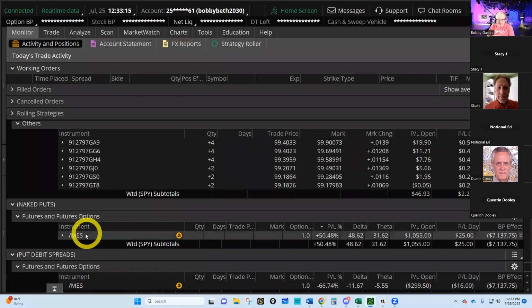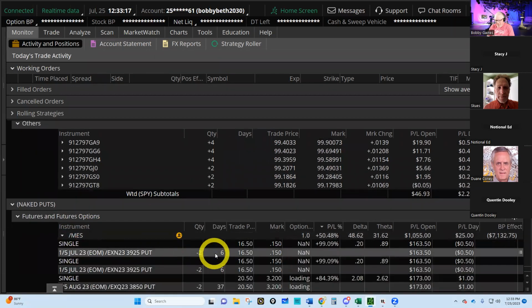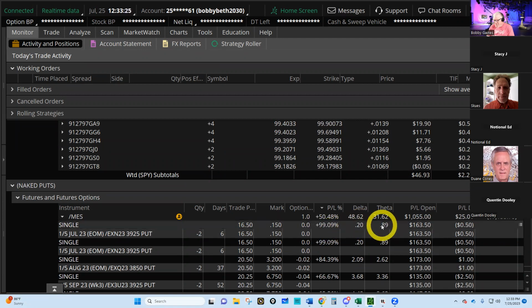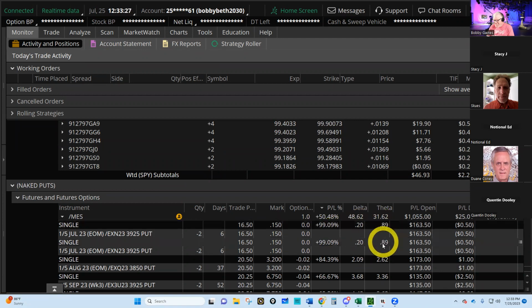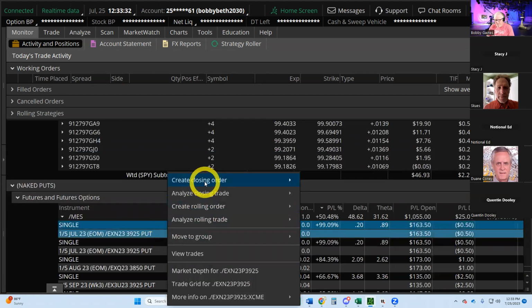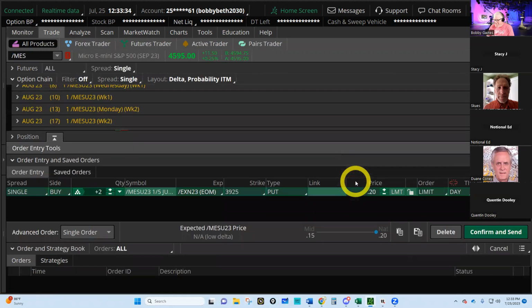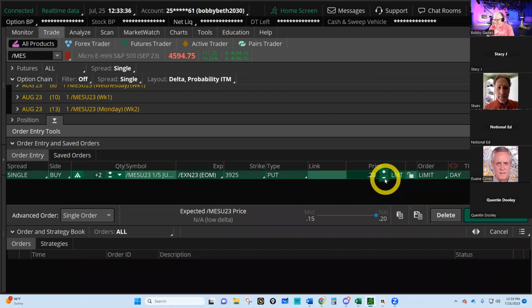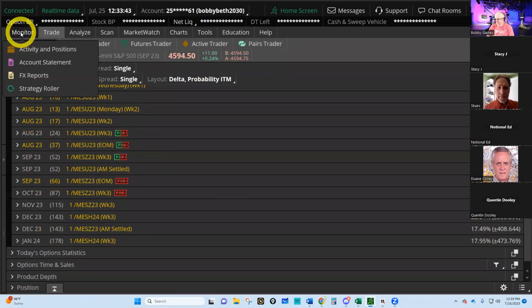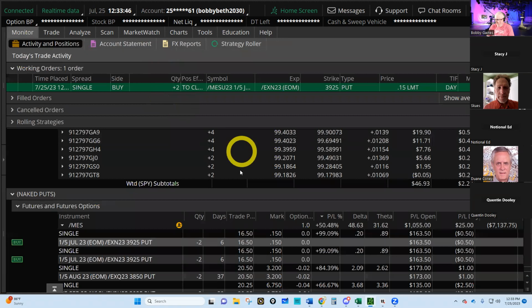Naked puts. Here we go, 39.25s. Here they are. So they're going for what? The mark 15 cents? The theta on them is 89 cents? I don't know, man. Let's see. I bet y'all say close them, especially with the FOMC thing coming up tomorrow. Let's see if I can close them for 15 cents. You know what I may do? I may put an order in for 15 cents and just let it work for today. Let me do that.